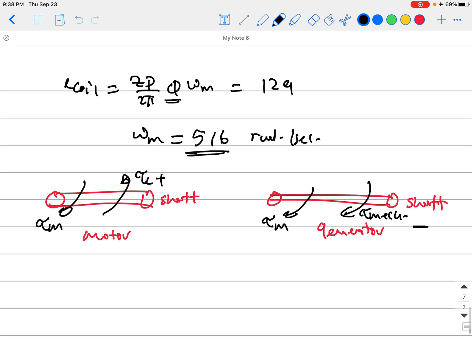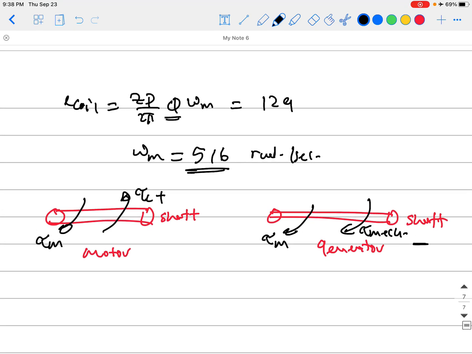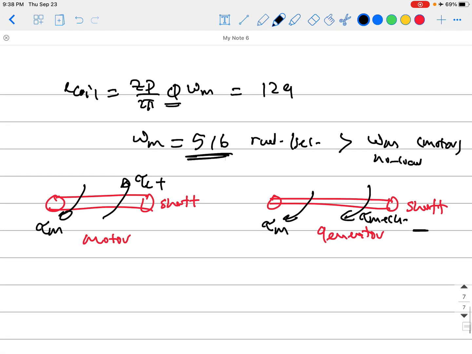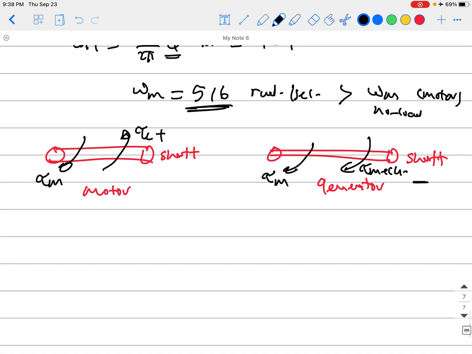Okay, guys? And you see this. Now your speed is very high. It's higher than the omega m no-load of the motor case, and that's why it has now turned into a generator rather than a motor.